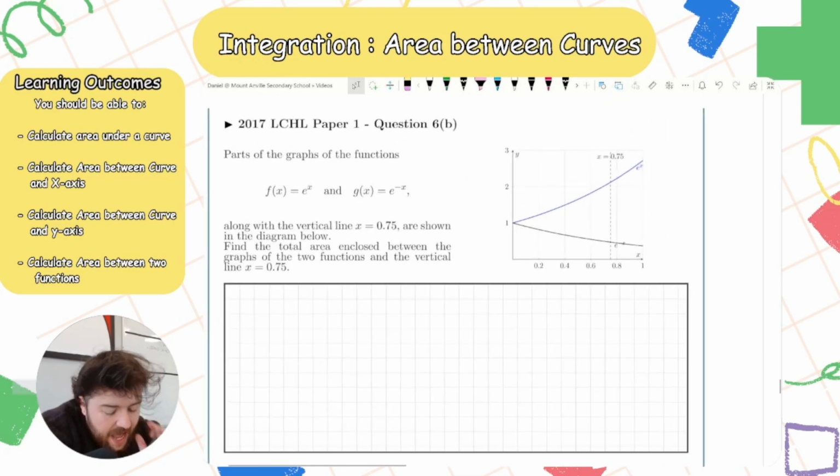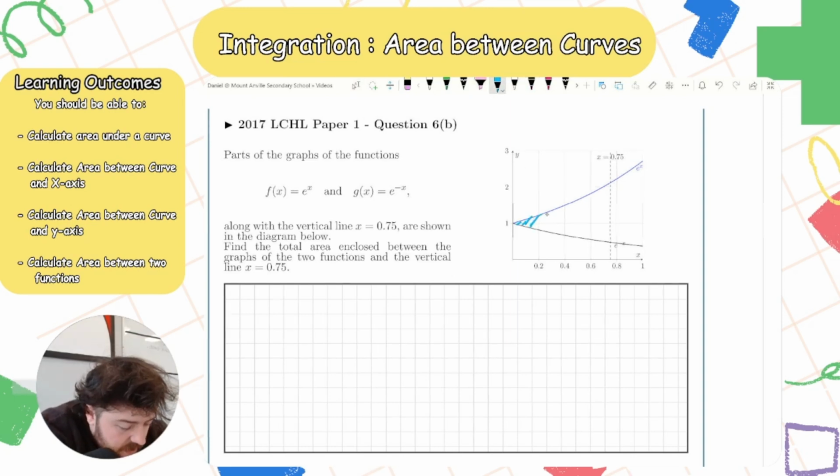Two more here. 2017, parts of the graph of the functions shown below, f of x equals e to the x and g of x equals e to the minus x, along with the vertical line x equals 0.75. Find the total area enclosed in the graph. So I'm looking for the area between e to the x and e to the minus x between 0 and 0.75.